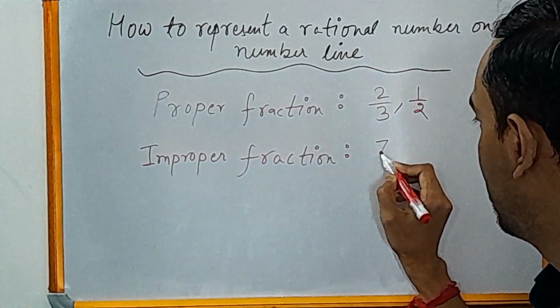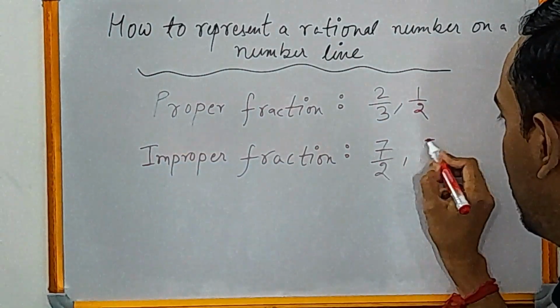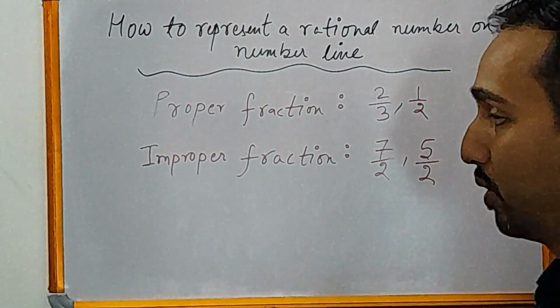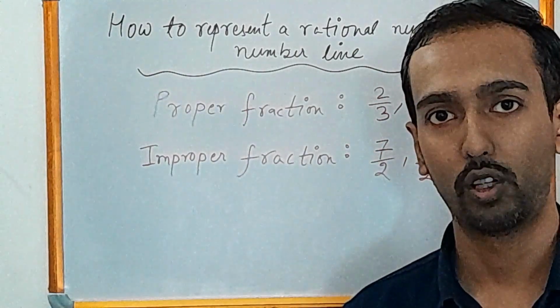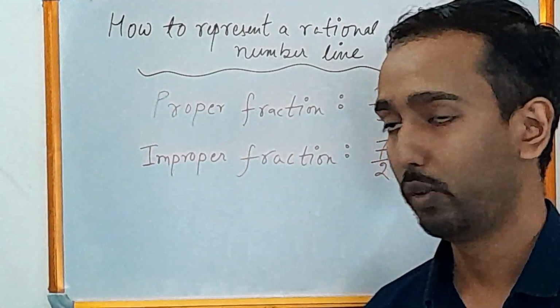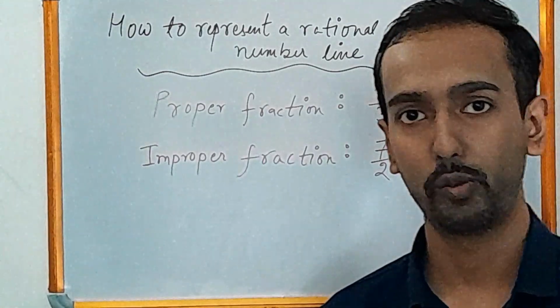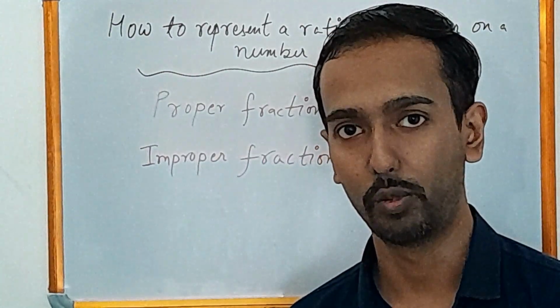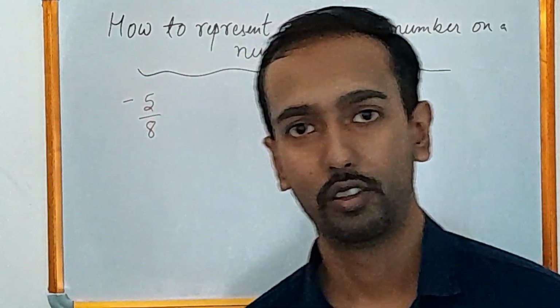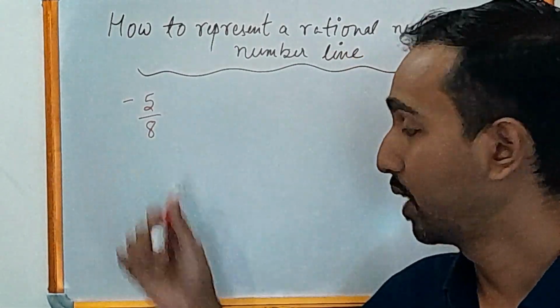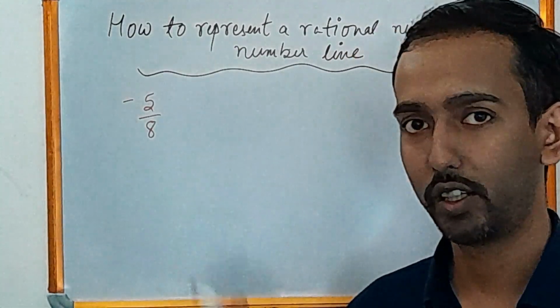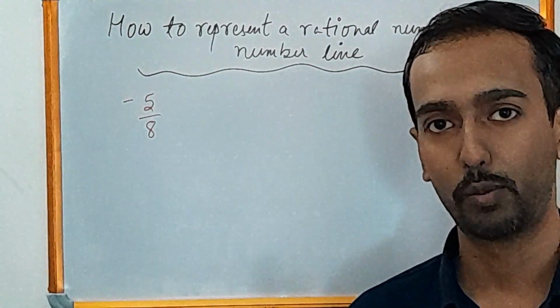Like these, we see that the denominators are small and the numerators are large. So these types of fractions are called improper fractions. We will remember this concept because it is very useful in studying our next topic. So students, now we will first take the case of a proper fraction. So we have taken -5/8. Here the numerator is less than the denominator. This is a proper fraction.